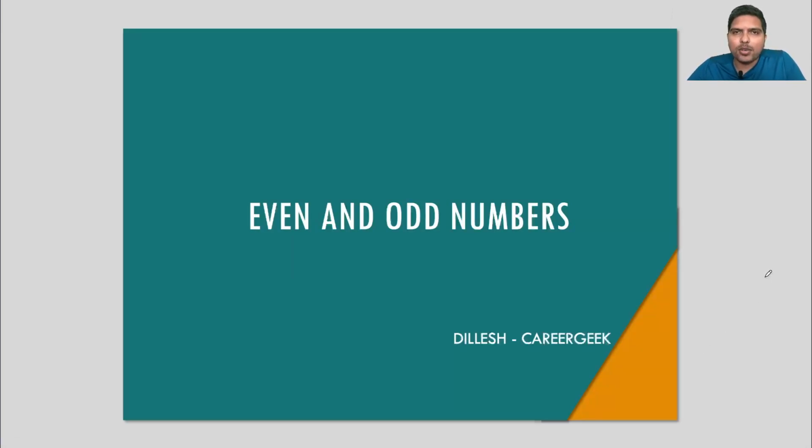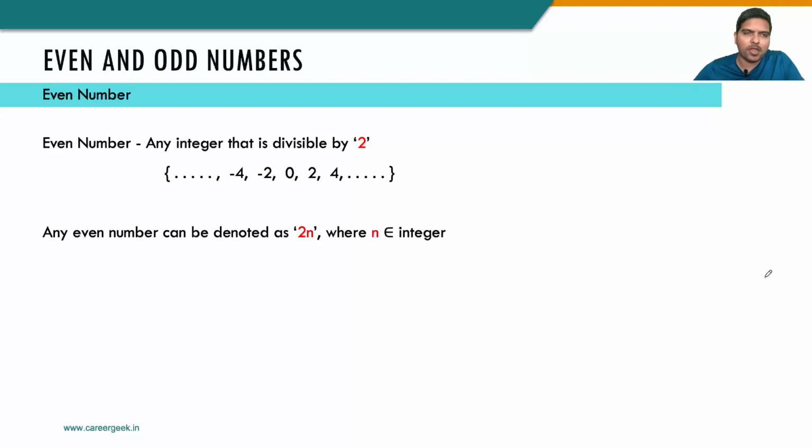Hi. Let's begin with even and odd numbers. In the previous session, we have seen positive and negative numbers. So first we'll get on with even numbers. What is an even number? We all know something like 2, 4, 6, right?